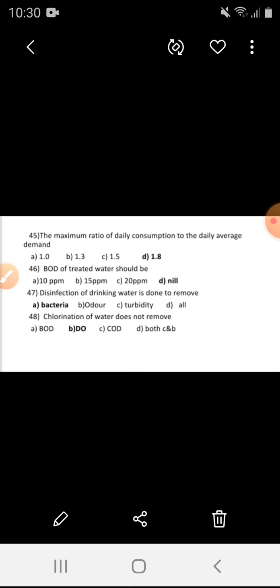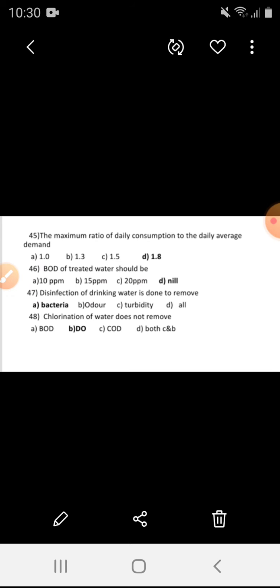45. The maximum ratio of daily consumption to the daily average demand is: option A, 1.0; option B, 1.3; option C, 1.5; and option D, 1.8. The correct option is D, 1.8. 46. BOD of treated water should be: option A, 10 ppm; option B, 15 ppm; option C, 20 ppm; and option D, nil. The correct option is D, nil.